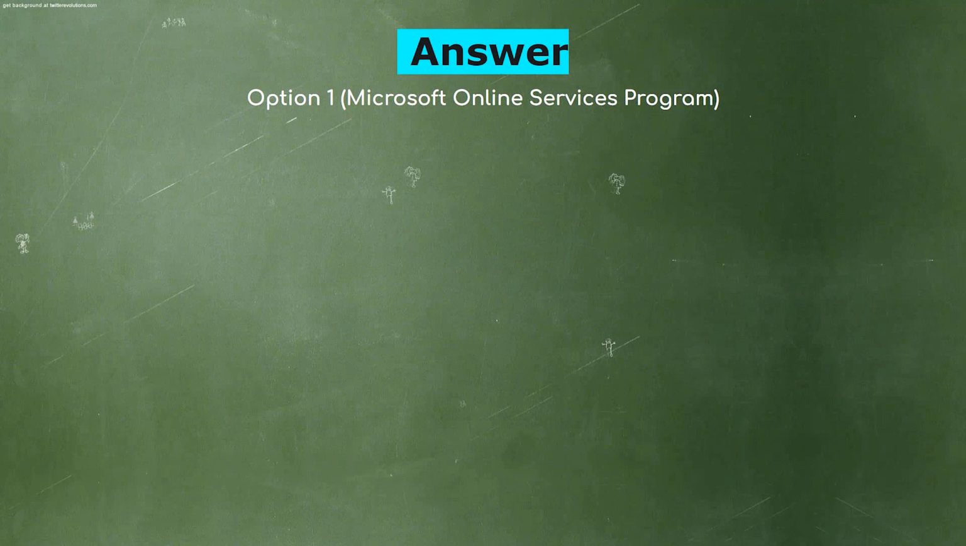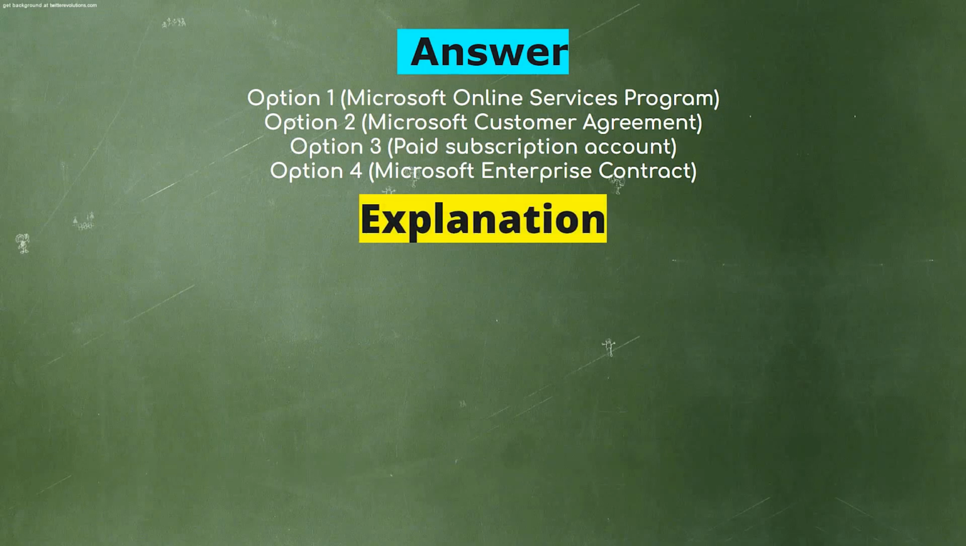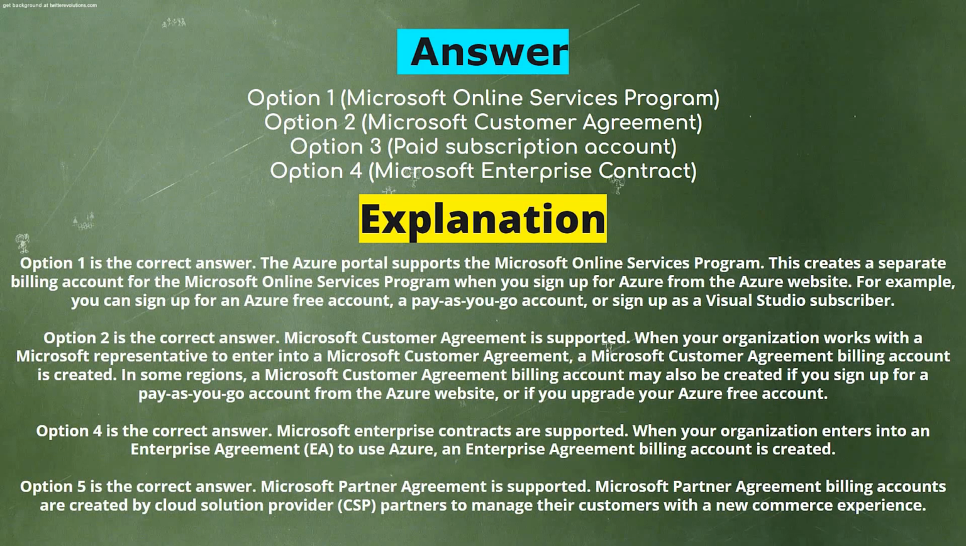And the correct answers are 1. Microsoft Online Services Program, 2. Microsoft Customer Agreement, 3. Paid Subscription Account, and option 4. Microsoft Enterprise Contract. Explanation. Option 1 is the correct answer. The Azure portal supports the Microsoft Online Services Program.